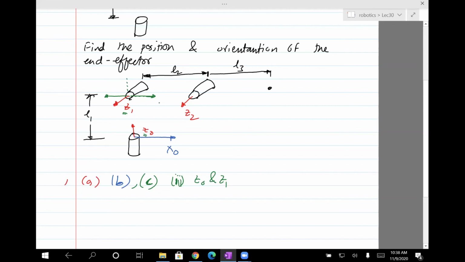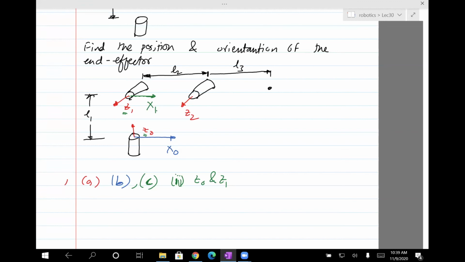So of those two choices, I decided to go with X1 pointing to the right. Again, that's arbitrary. You could have as well chosen it to be the left side and it will not change the final answer. The DH table will change. However, the final value for the position orientation will not be dependent on how you chose the axis. Okay, so I chose X1 there.